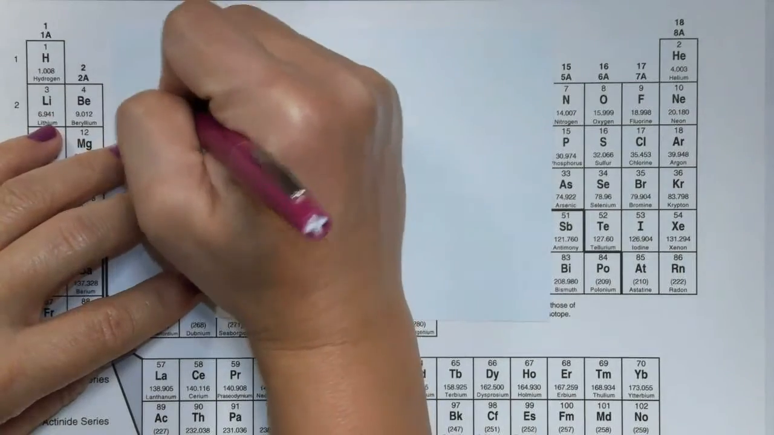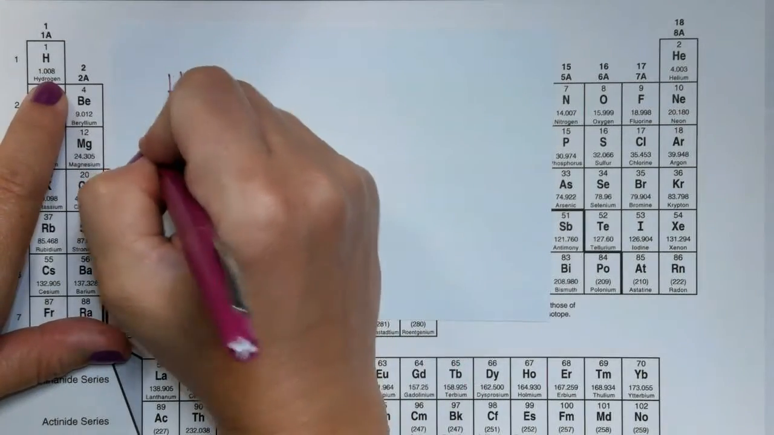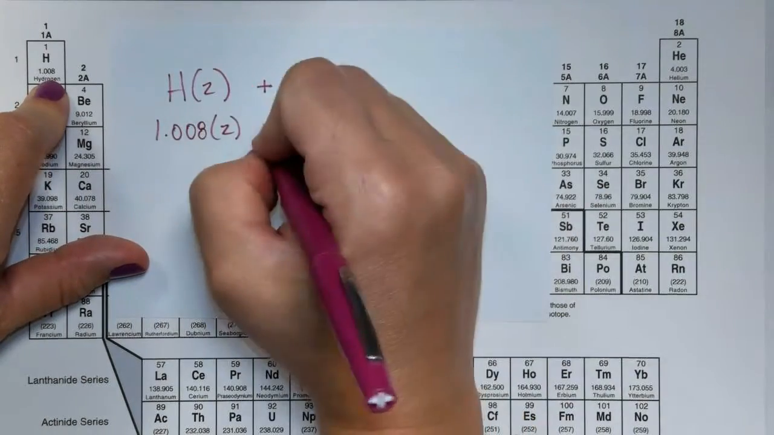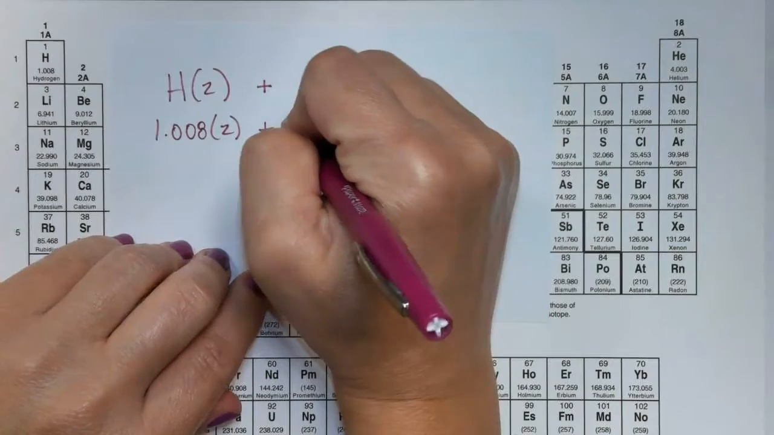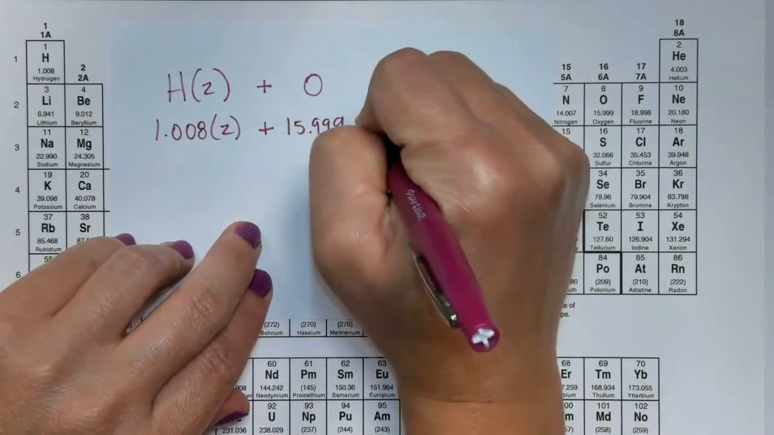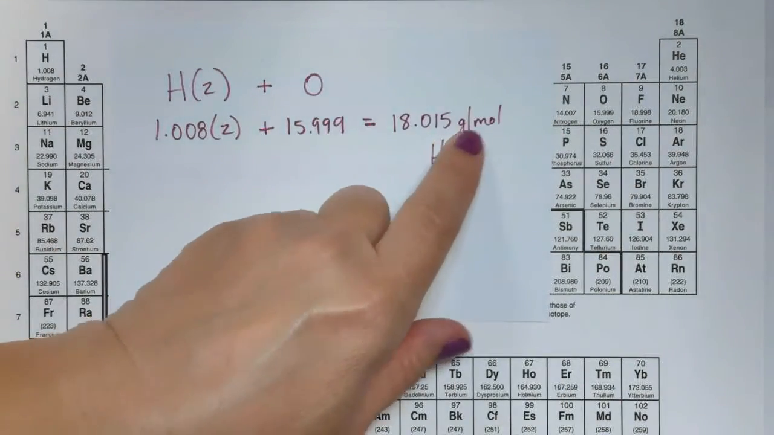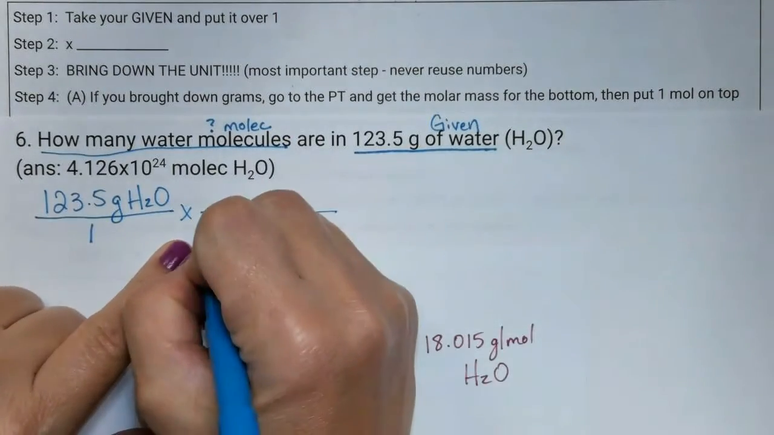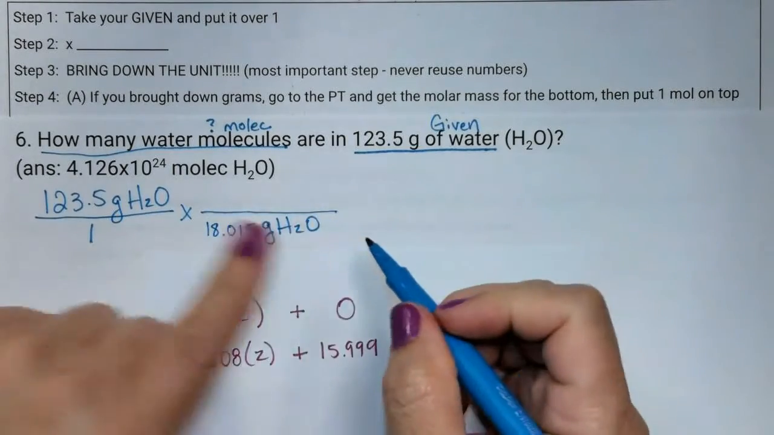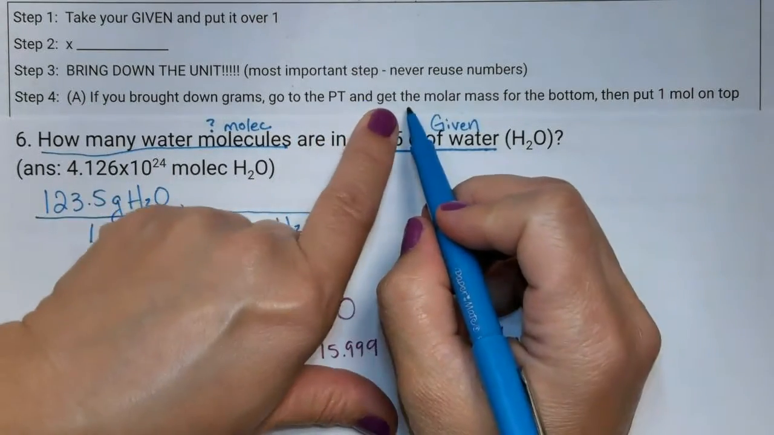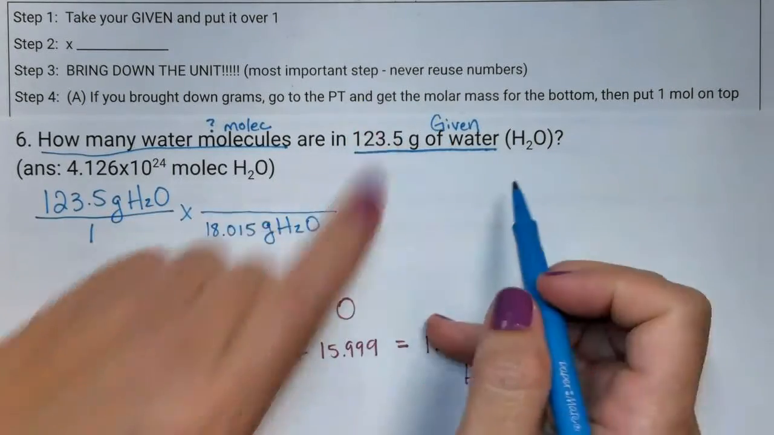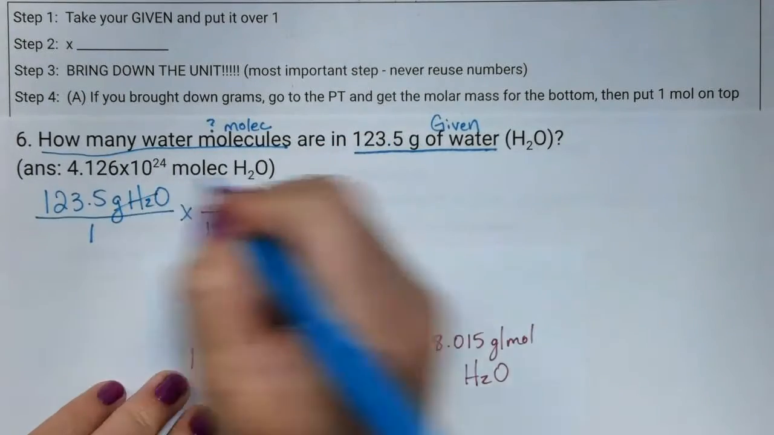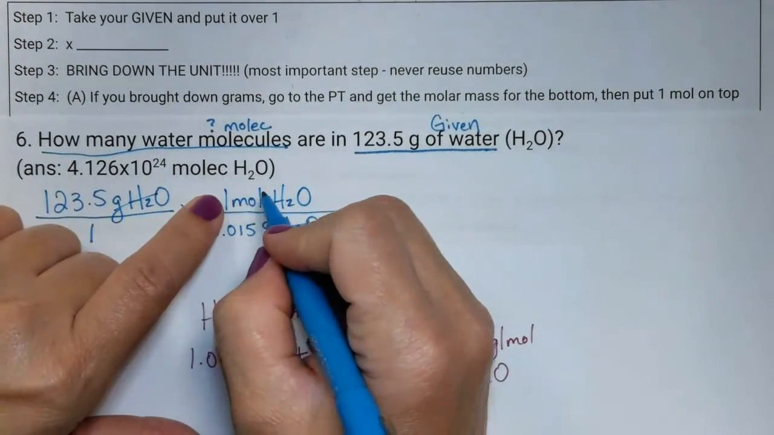So first we have hydrogen times 2, which is going to be 1.008 times 2 plus oxygen, which is 15.999, and then we'll add this up. So we get a mass of 18.015 grams per mole of H2O. So this mass we calculated is the mass that goes here, 18.015. And so notice we're going to get the molar mass, put it on the bottom, and then we'll put 1 mole on top. So it's 1 mole of H2O. That's going to go on top. Notice that the grams cancel, and we're left with moles.